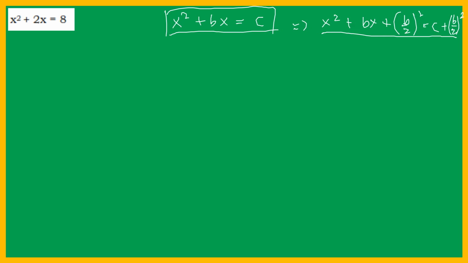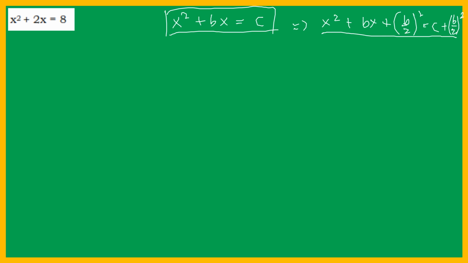So, kaya siya meron b over 2 squared, siya yung tinatawag na pang-complete ng square para maging perfect square trinomial itong nasa left side. So, make sure to remember this b over 2 squared para madali kayo makapag-solve using completing the square. Now, let us try to solve x squared plus 2x is equal to 8. As you can see in the given quadratic equation, it is already written in the form x squared plus bx is equal to c.